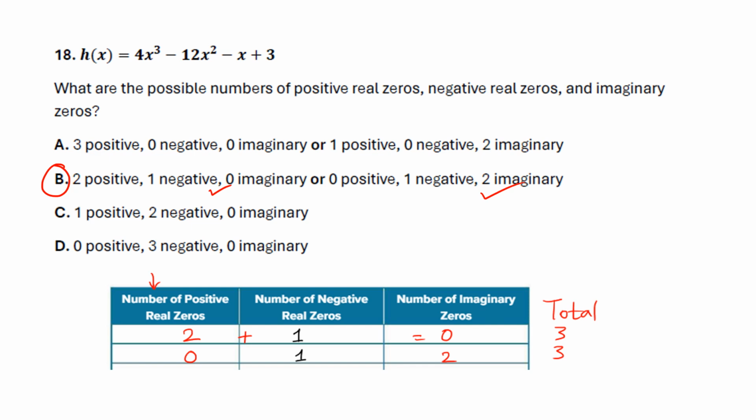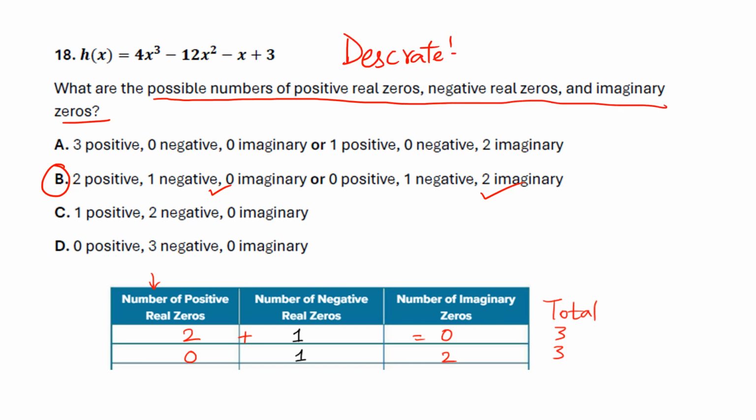And one more thing I will tell you, the hint for you is whenever you see the words possible number of positive real zeros, negative and imaginary, you have to remember that you will use Descartes' rule of signs. That's your hint, and it's very easy. You just have to count. You don't have to do any sort of big calculation, and you'll get your answer easily.